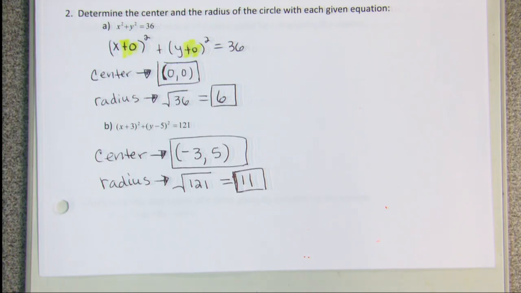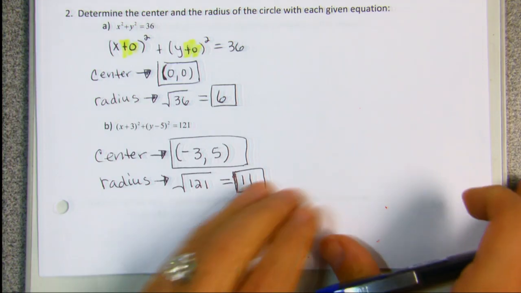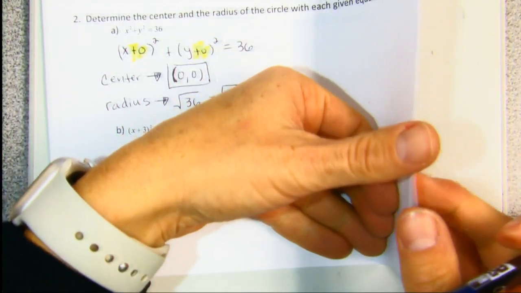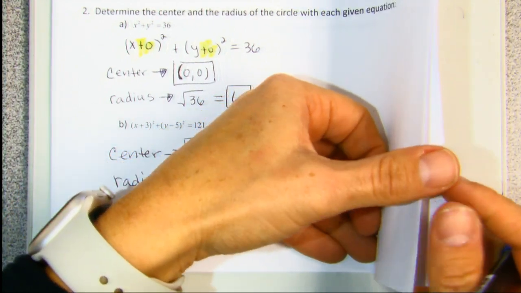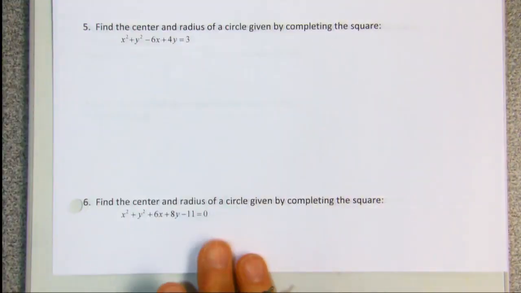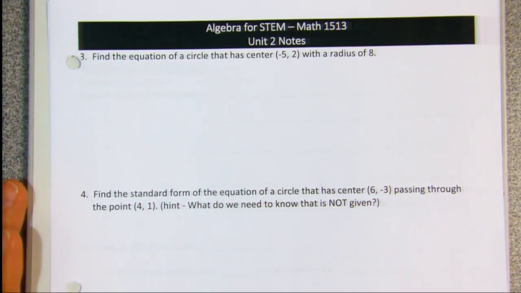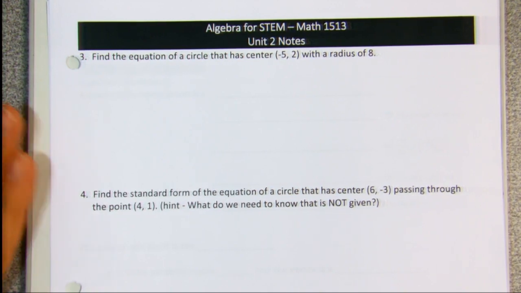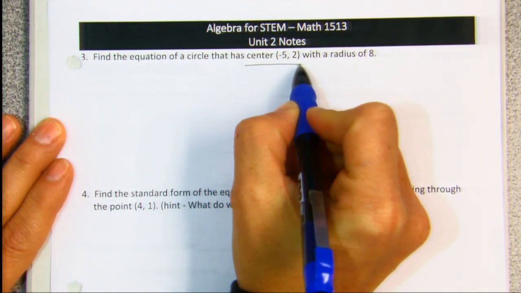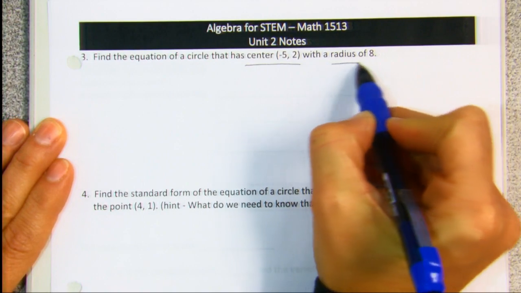So that makes it pretty easy when it's already given to you in standard form, and you can just pull that information out from the formula. If you turn the page though, we may have to create an equation. So we're going backwards. Remember in math, we always do an inverse of everything we do. So this time we have to find the equation when we're given the center. We're not pulling the center out, and we're given the radius.